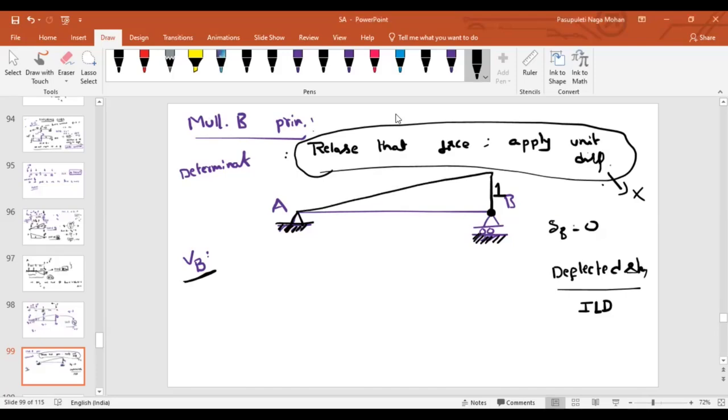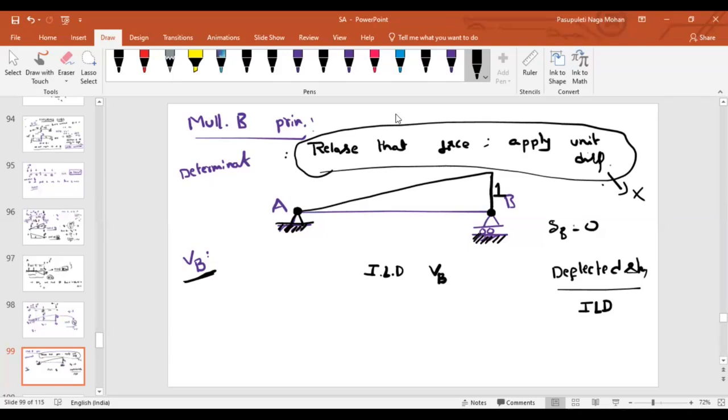Yes, sir. Now the point here is, as I told you, we have to release the force along which we want to draw the ILD. As you want to draw the ILD of VB, we only have to release the vertical force here. Now, as you can see, it is a hinge support, so there is no horizontal displacement and no vertical displacement because it restrains it. So this is your deflected shape. This is nothing but your ILD for the vertical reaction at B.